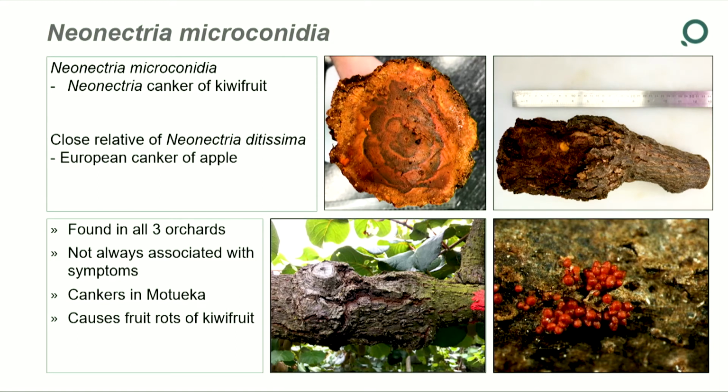Top right, this is a gold 3 canker that was from up in Kerikeri, and when that was cut across, what you're seeing is this really ugly wood in the middle there. Naturally, this was dying above the canker.